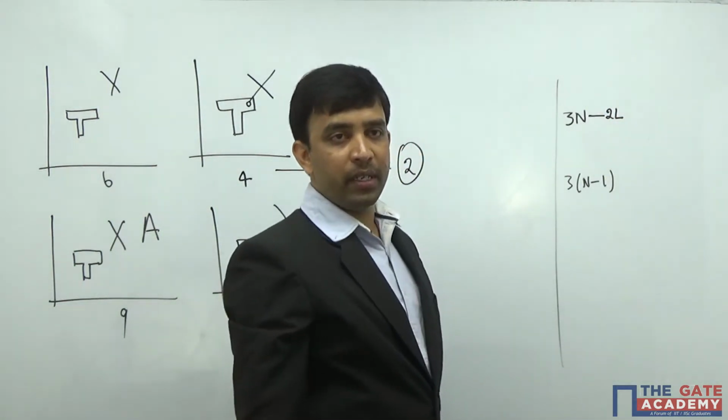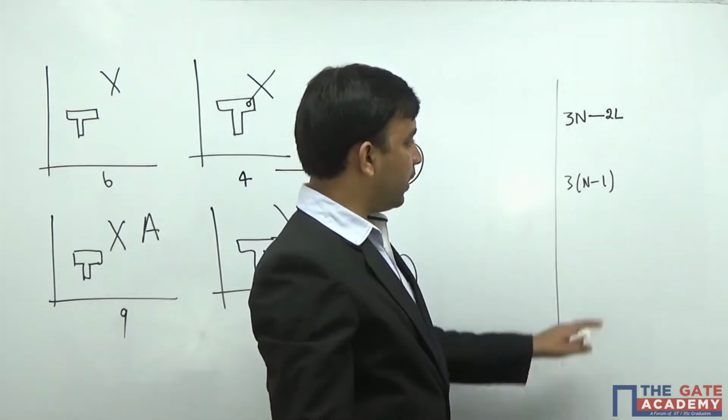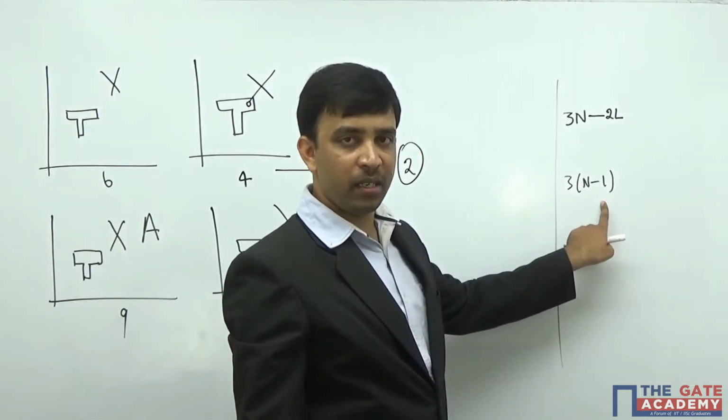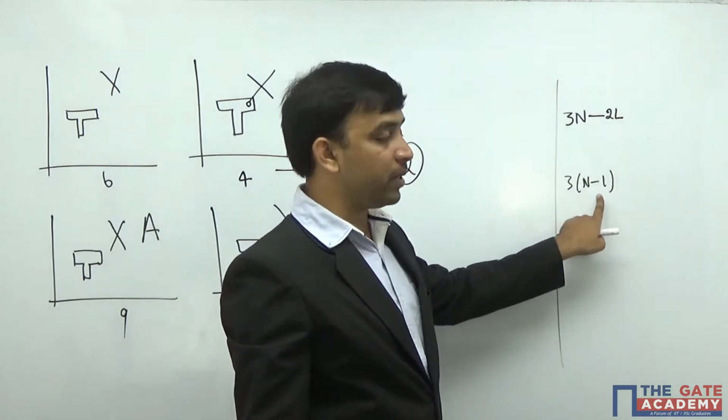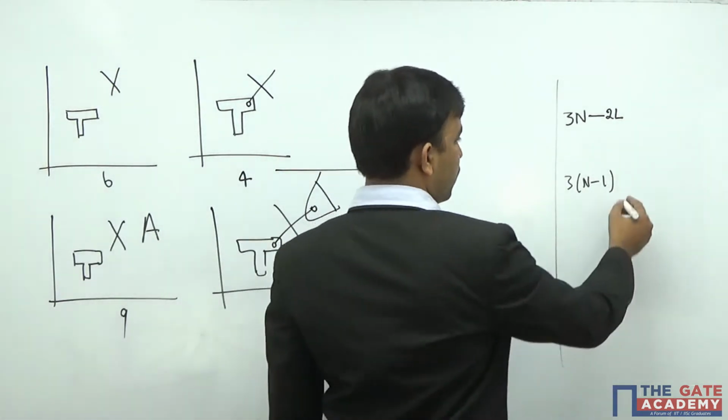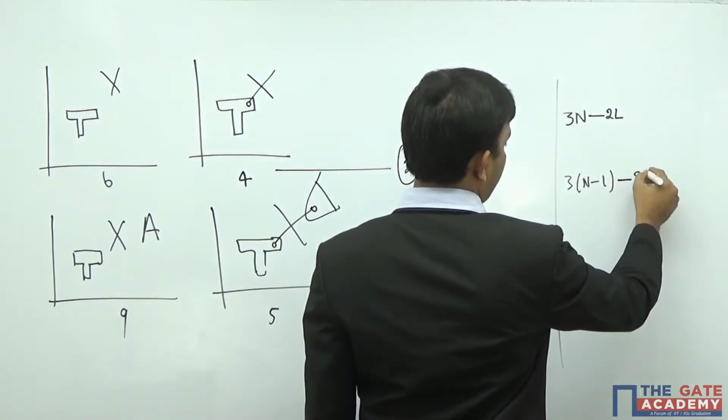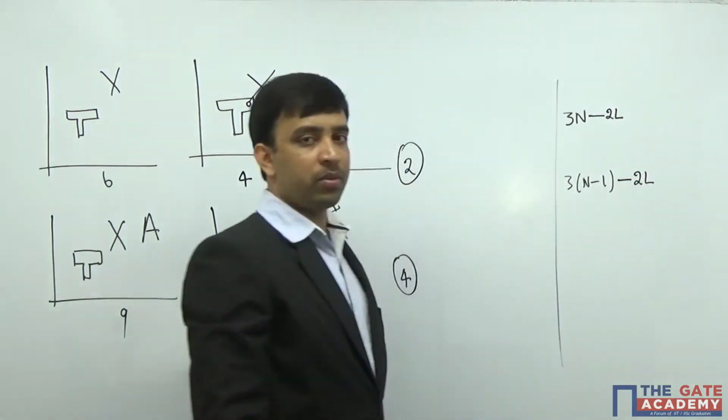For each lower pair, degrees of freedom will reduce by 2. So in a mechanism, if there are N links, the number of movable links will be only N minus 1, so degrees of freedom will be 3 into (N minus 1). If these N minus 1 links are connected with the help of L number of lower pairs, degrees of freedom reduces by 2L.